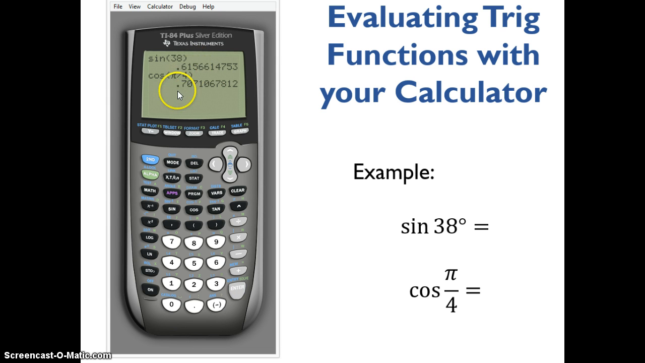Okay, now if you remember from class, cosine pi over 4 is actually equal to square root of 2 over 2. But the TI-84 gives us an estimate of that value. So it does the whole division for you, and this is what it is as a decimal.